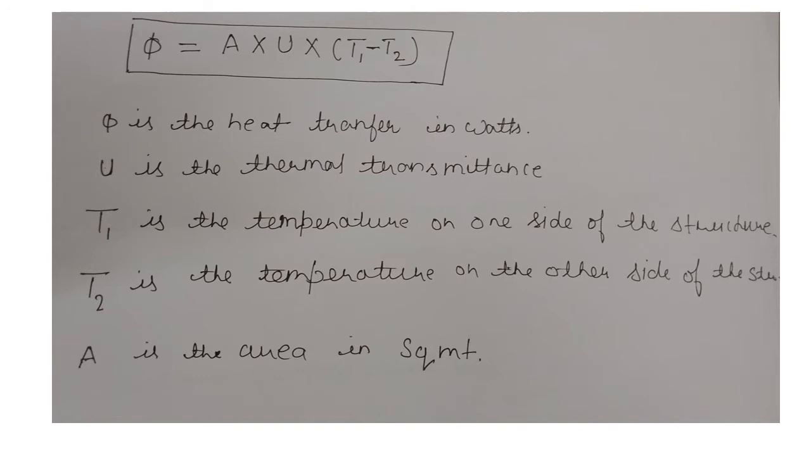This formula, phi is equal to A into U into T1 minus T2, is the actual heat flow calculation. Phi is the heat transfer in watt, U is the thermal transmittance, T1 is the temperature on one side of the structure, T2 is the temperature on the other side, and A is the area in square meter. If you know these quantities, we can calculate the heat transfer in a wall.